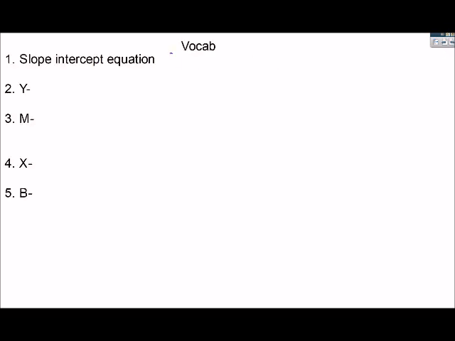Today we're going to learn how to graph using slope-intercept form. The equation for it is going to be y equals mx plus b. It's a lot of letters, but let's talk about what each one means.